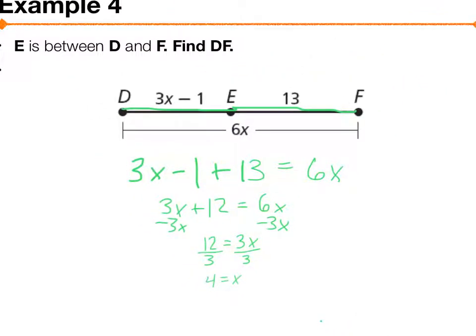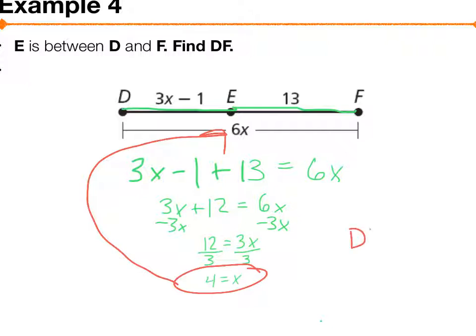So it's asking us to find DF, which is the whole line. So we would take 4 and plug it back in for x. 6 times 4. So DF is equal to 24.